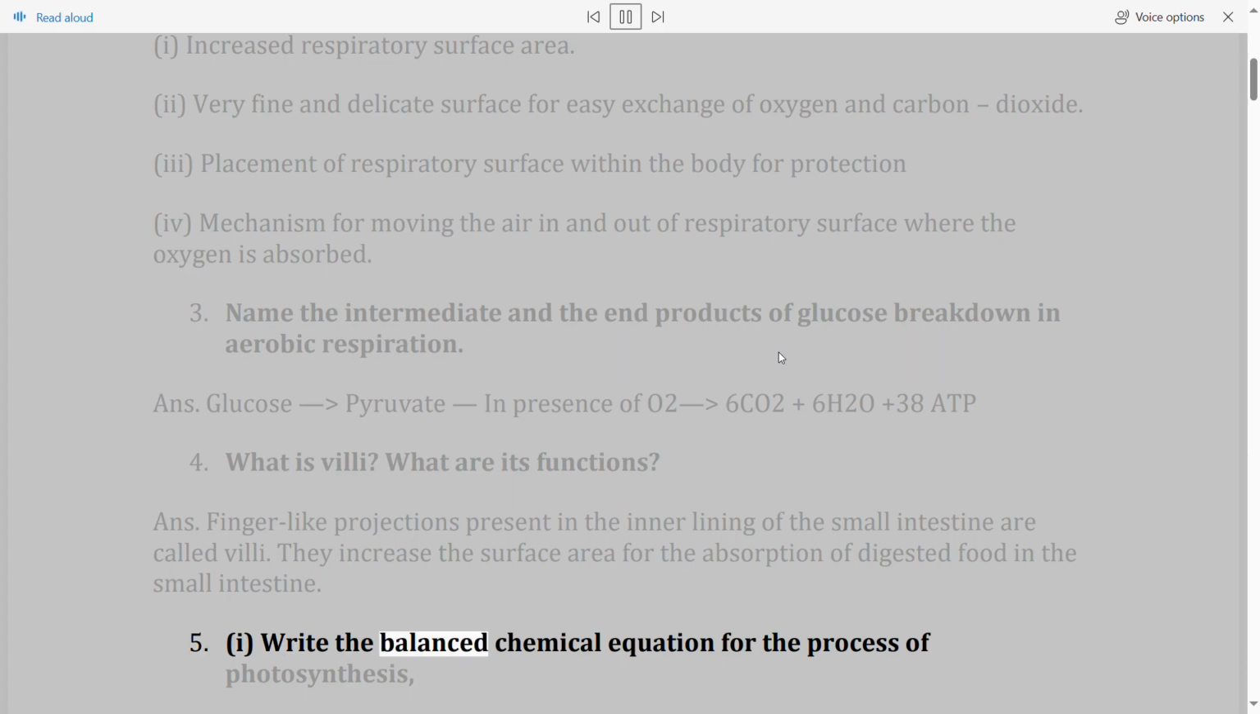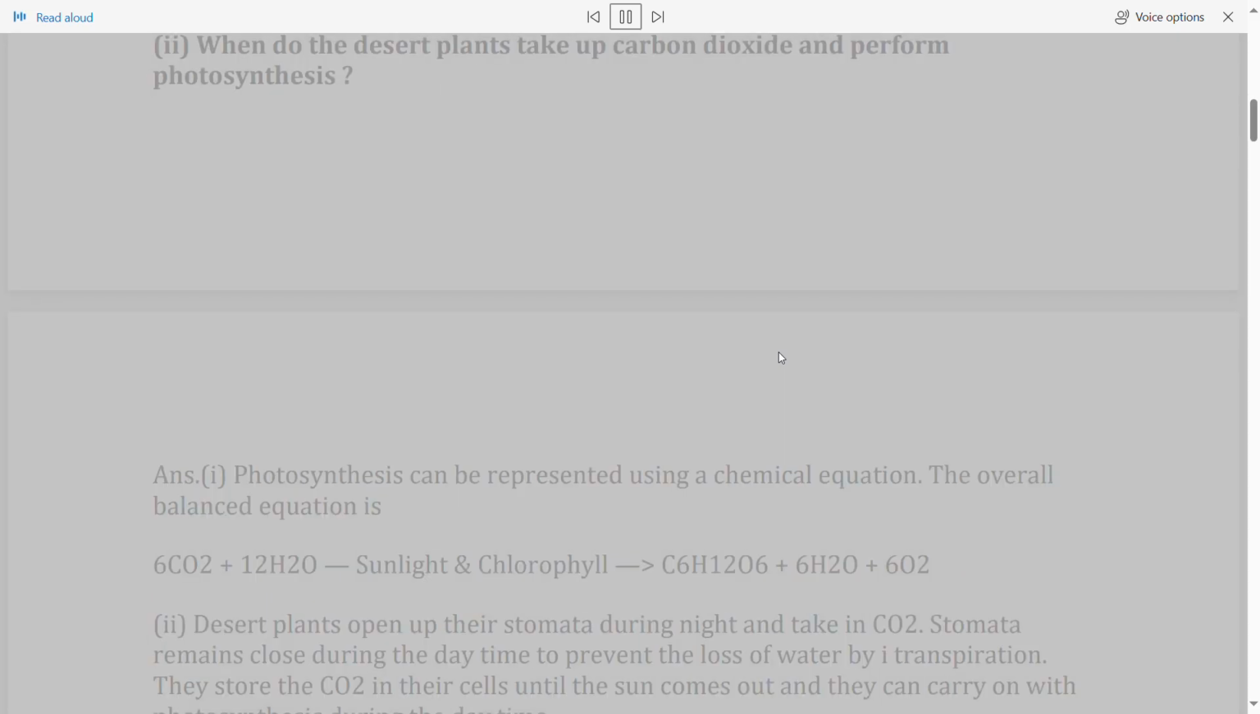5. Write the balanced chemical equation for the process of photosynthesis. When do the desert plants take up carbon dioxide and perform photosynthesis? Ans. 1. Photosynthesis can be represented using a chemical equation. The overall balanced equation is 6CO2 plus 12H2O, in sunlight and chlorophyll, gives C6H12O6 plus 6H2O plus 6O2.